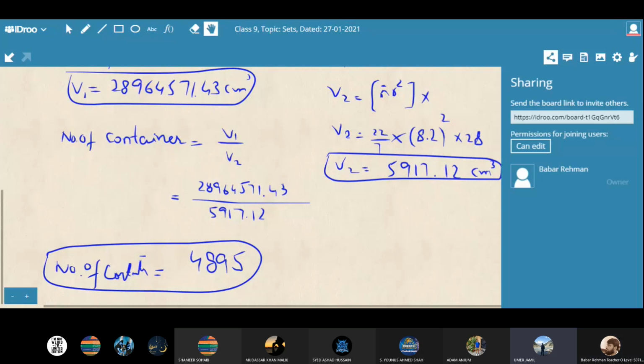I'll ask the question from Adam: when we are given the diameter and the height of the first container, why do we divide it by the second container? What is the reason? Yes, please answer this question. We divided it to find the number of containers. We find the volume, and then we find the other volume too. So we divided because we have to find the number of containers. We don't have the number of containers.